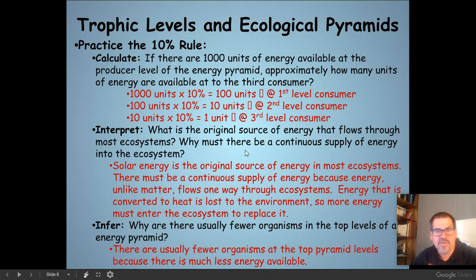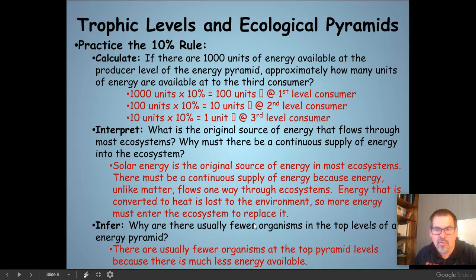What's the original source of energy that flows through most ecosystems? It's the sun, solar energy. And why do we need this continuous supply? Energy has to flow one way because so much of it is lost to the environment in the form of heat. It's either used up in driving the metabolism, the biochemistry of life, or it's lost in the form of heat.